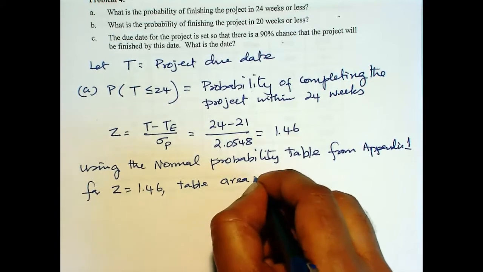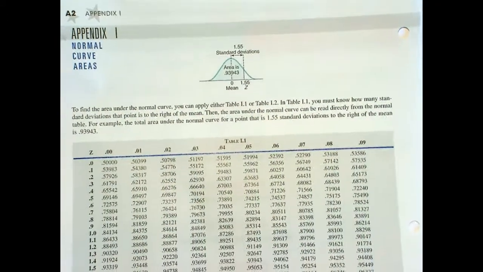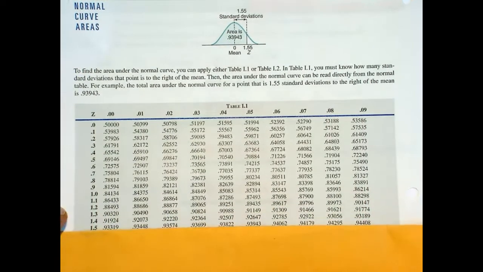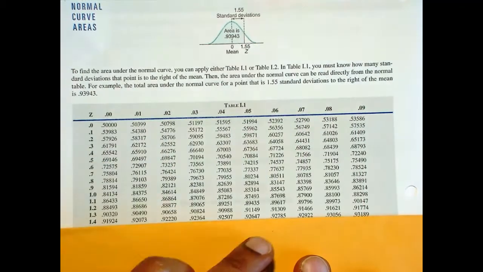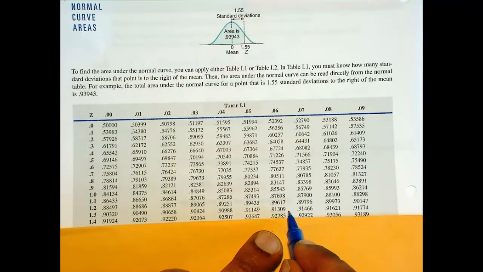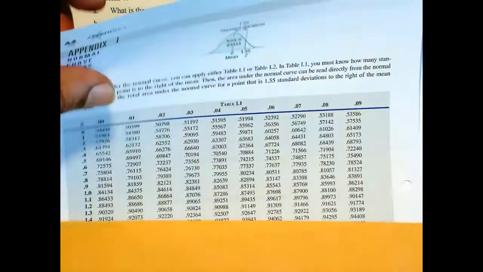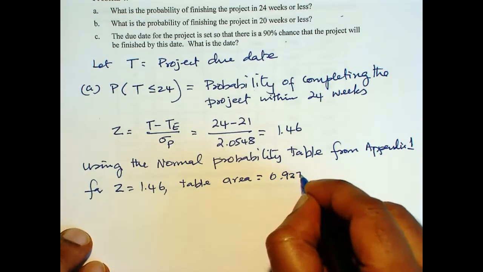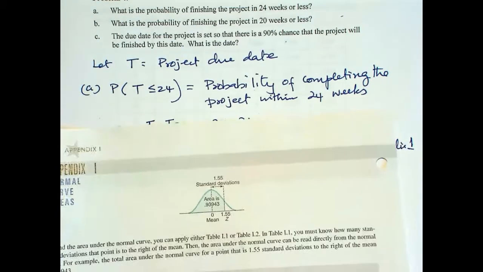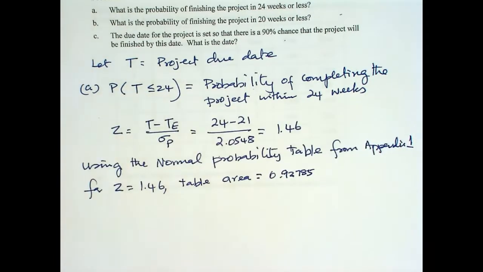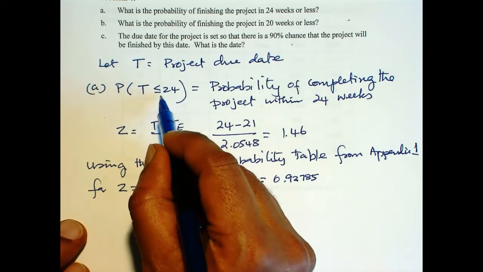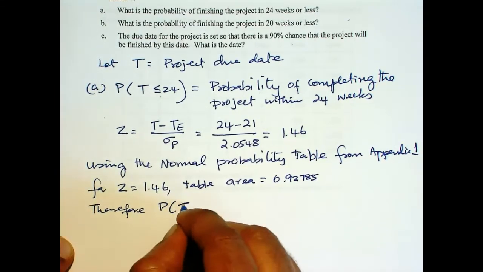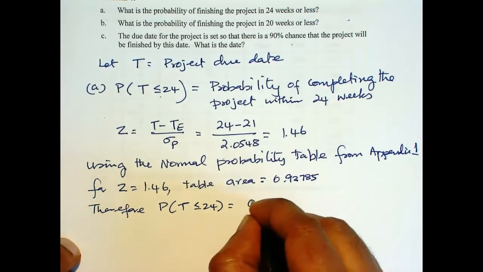Okay, so here is the normal probability table, and we want to look up for Z equal to 1.4, okay, and 6, which is right here, 0.92785. Now that is the cumulative probability. So if you look at the diagram at the top, you see that that's the cumulative probability. So this is the probability that we can complete within 24 weeks. So therefore, probability that T is less than or equal to 24 is 0.92785.